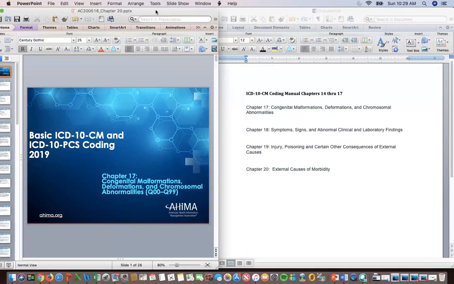So open up your coding manual to the following chapters, and we're going to start with chapter 17, and that reviews congenital malformations, deformities, and chromosomal abnormalities. And you'll notice that the codes are Q00 to Q99.